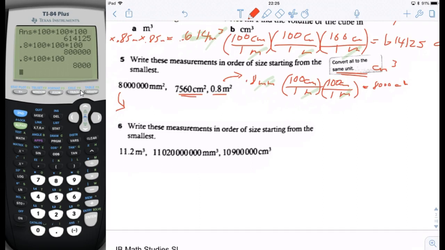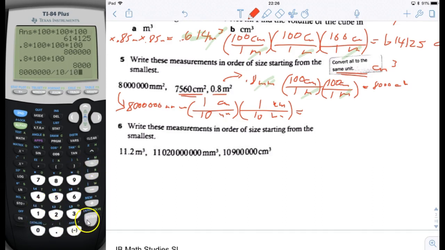Now let's look at 8 million millimeters squared. It is millimeters times millimeters. So we're going to multiply by 2 dominoes with millimeters on the bottom. And on the top, we're going to have centimeters, because we're changing everything to centimeters so we can compare them. So that would be 1 centimeter and 10 millimeters for each one. And when we multiply these together, it'll be 8 million divided by 10 divided by 10. And we'll get 80,000 centimeters squared.